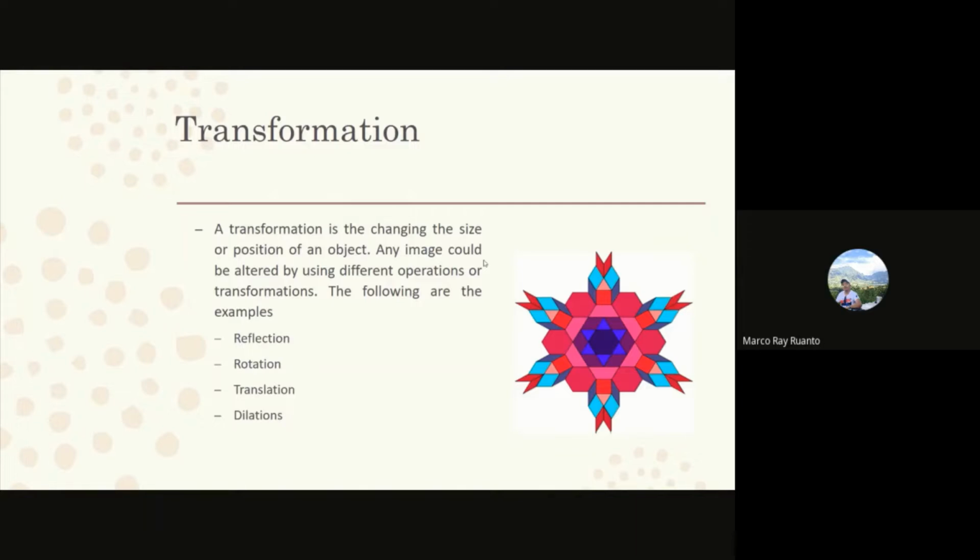By the way, class, all symmetry are forms of transformations, but not all transformations are symmetry. So, what are the examples of transformation that are symmetric? Reflection, rotation, and translation are symmetric because their congruence is preserved.